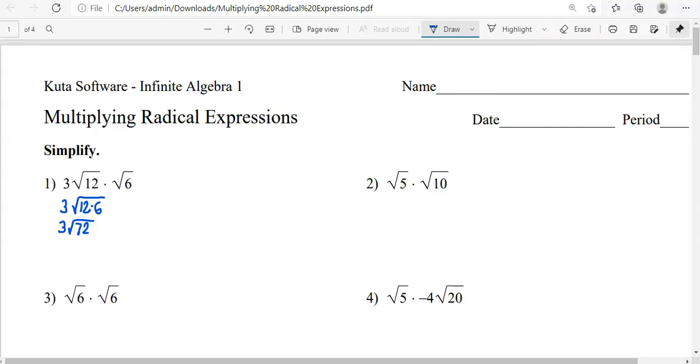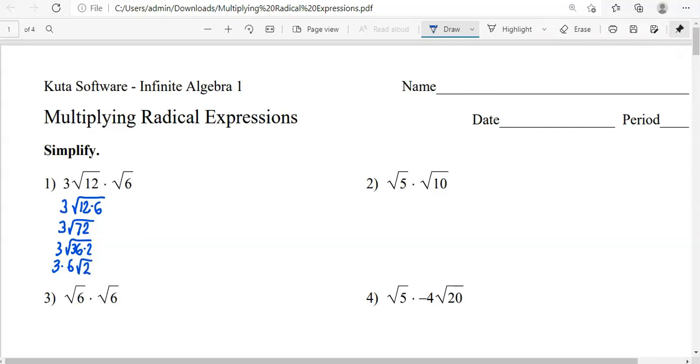So, hanapan nyo ng perfect root. So, ang perfect root sa 72 is the highest perfect root. So, ano yun? So, the answer is 36. Then, the other factor is 2 times 2. So, get the square root of 36. So, we will have 3 times square root of 36 is 6 times square root of 2.